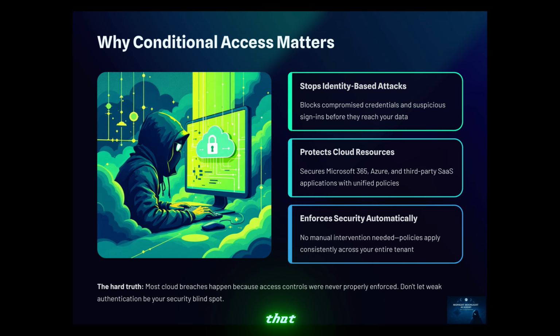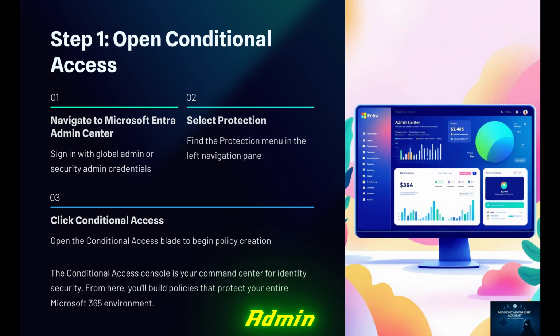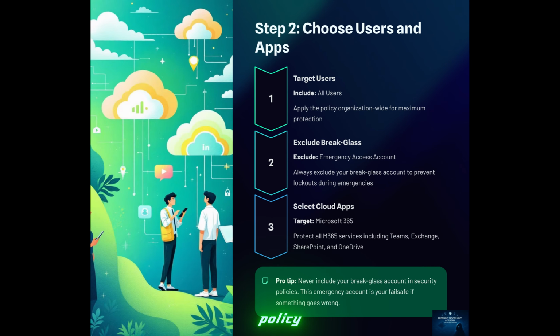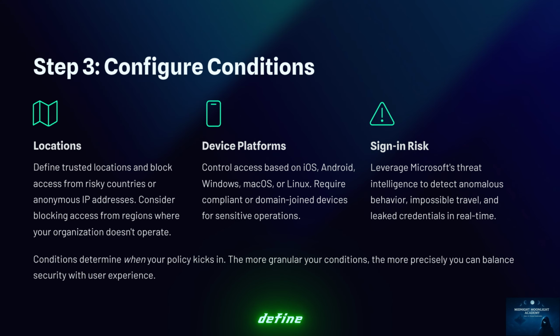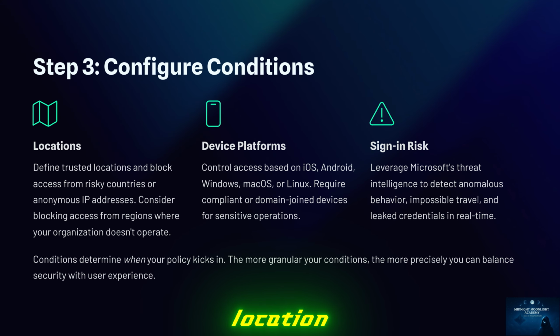Let's fix that. Open the Microsoft Entra Admin Center, navigate to Protection, then select Conditional Access. Create a new policy. Target all users, always exclude your break-glass account, and select Microsoft 365 as the cloud app. Next, define your conditions, such as location, device platform, or sign-in risk.